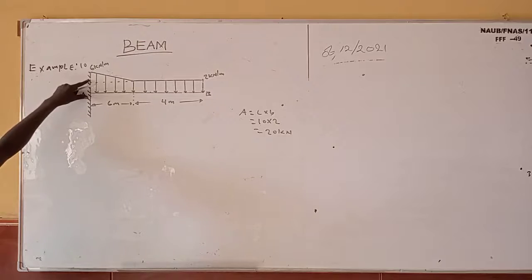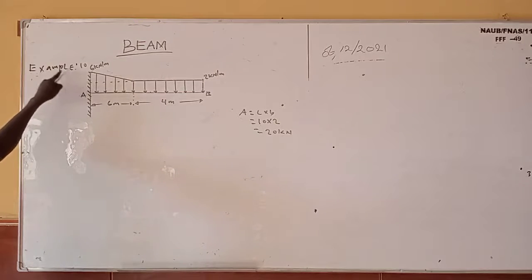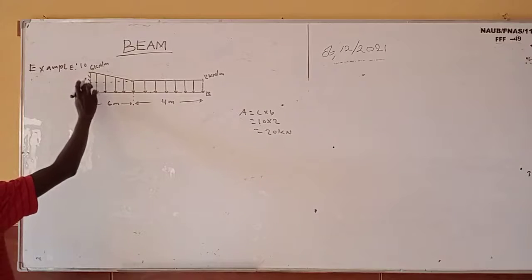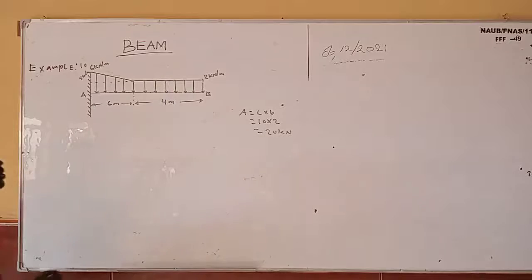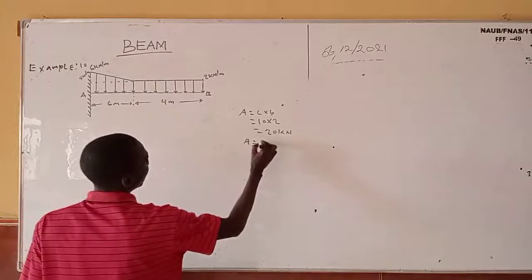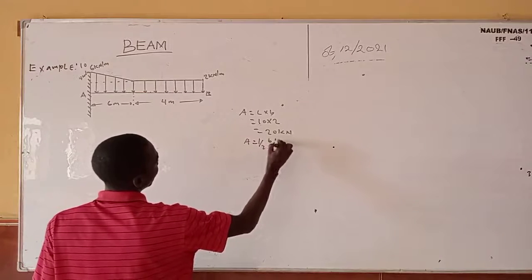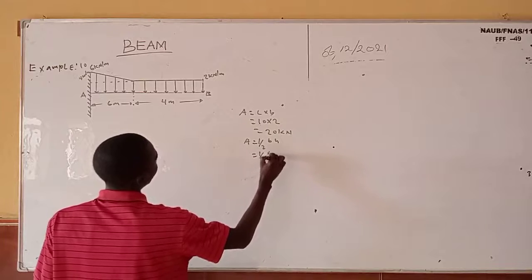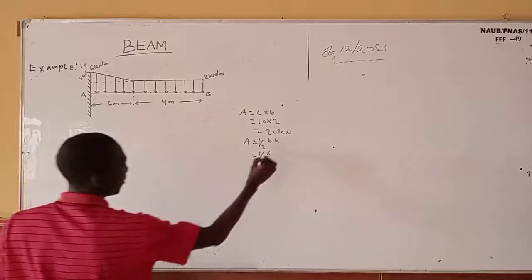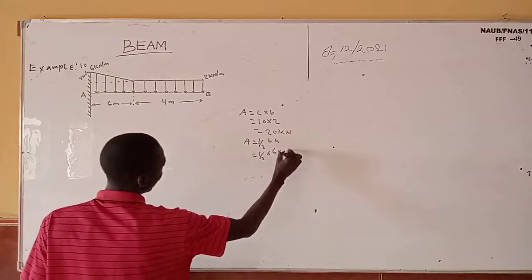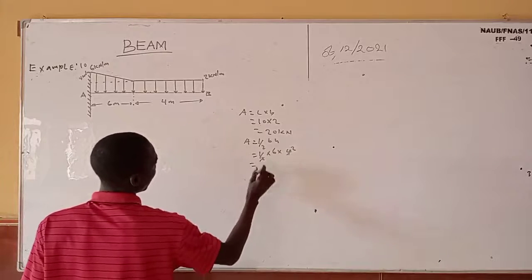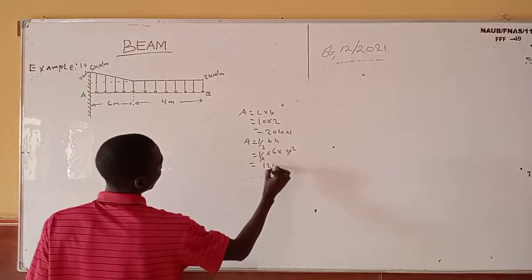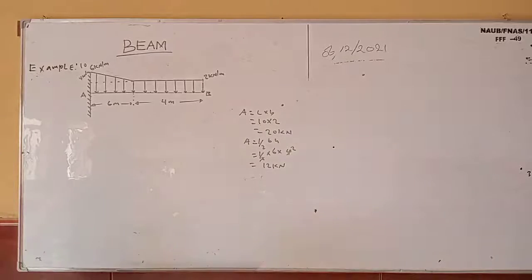So for this now, from here to here is 2 kilonewton, right? And from here to here is 6 kilonewton. So 6 minus 2 is what? 4. So it shows that from here to here is 4 kilonewton per meter. So it shows that my area is what? Half base times height, which is half times the base, 6, times height, that is 4. So half of 4 is 2, 2 times 6, that is 12 kilonewton.